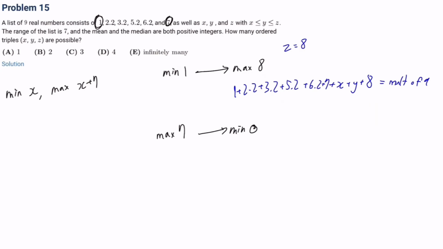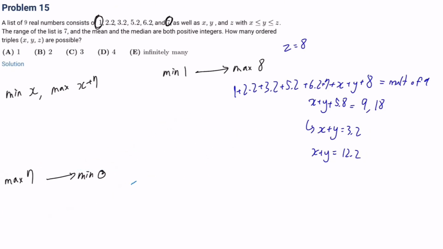If you compute all that, that becomes x plus y plus, and then if you take out all the 9s in there, you are left with 5.8. So x plus y plus 5.8 has to be a multiple of 9. Since x and y have to be between 1 and 8, they should be either 9 or 18. So this gives us that x plus y is 3.2, or x plus y is equal to 12.2. And let's try both of these cases. Let's move these away for now. Yeah, so we have 2 cases.